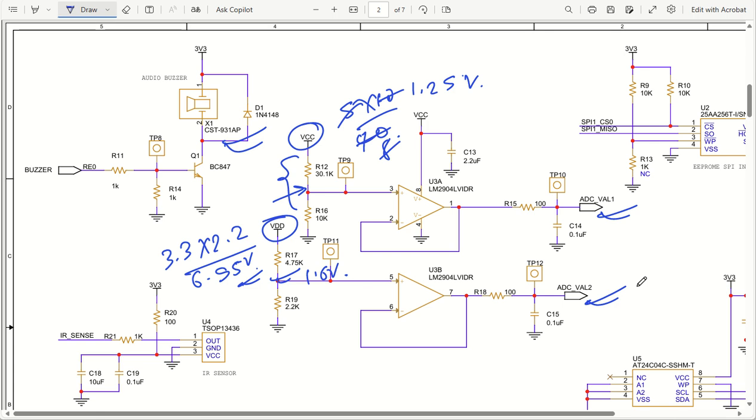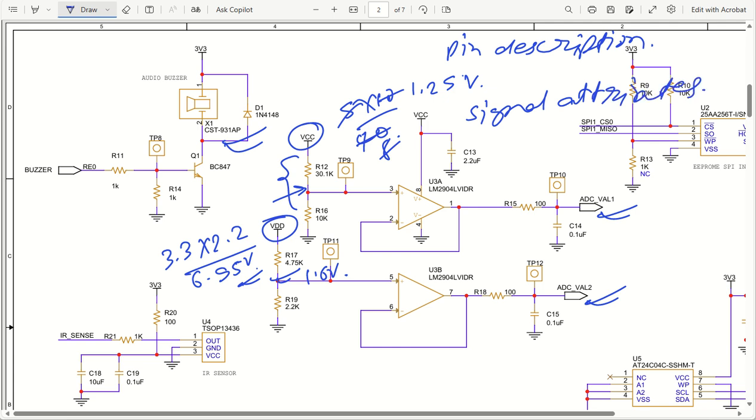Okay. Now your aim is to find out where ADC is available in your microcontroller. So this is a very important question. You can go to the pin description or signal attributes. I will open and show it to you in the data sheet, how to find out your ADC pin very quickly so that you don't make any mistake in assigning the pin numbers.